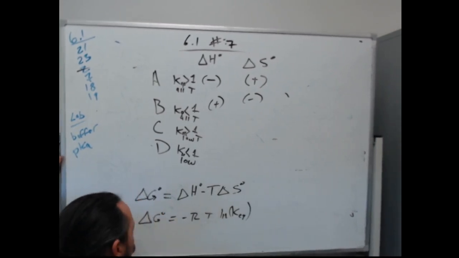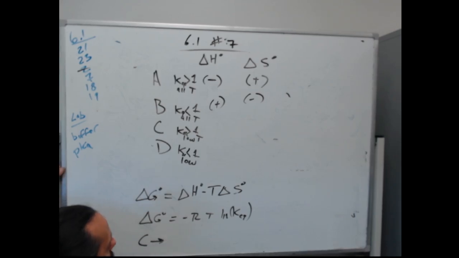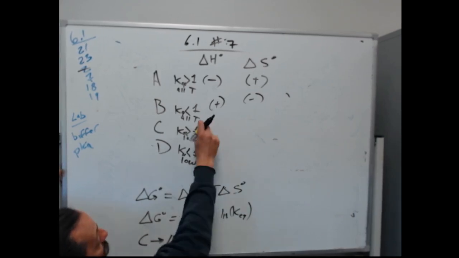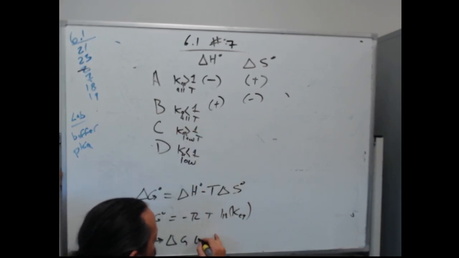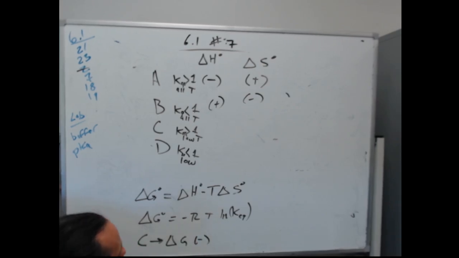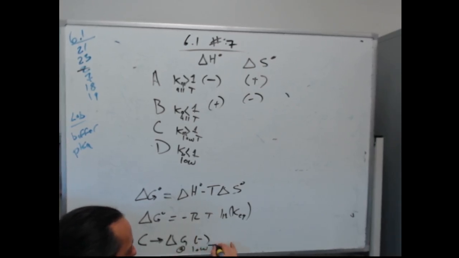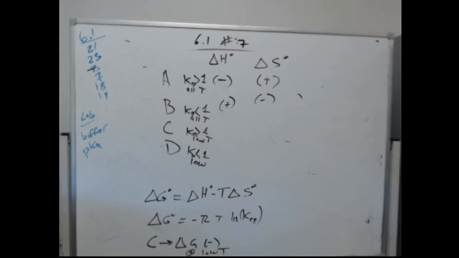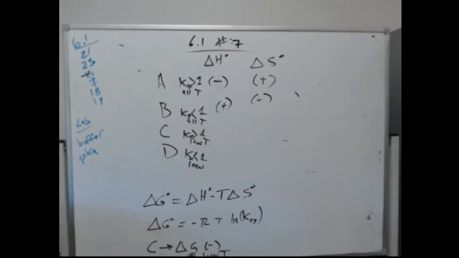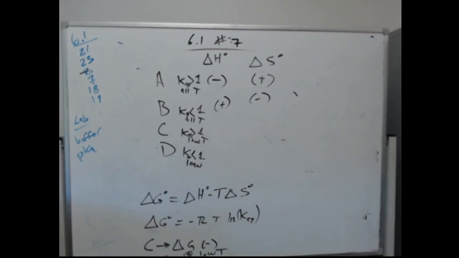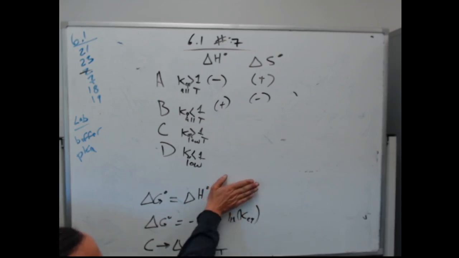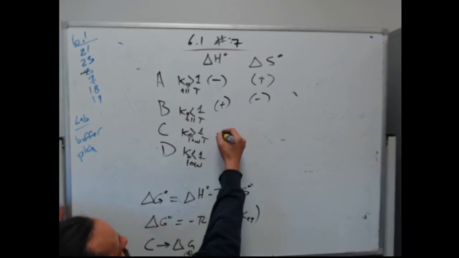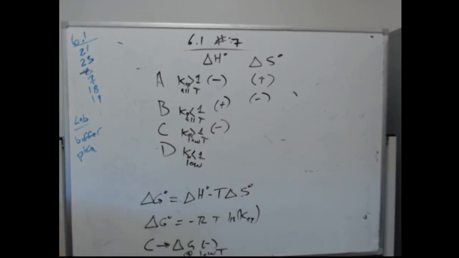So if we look at C, K is greater than 1 at low temperatures, so delta G is going to be negative at low temperatures. Low temperatures means this term disappears, so delta H has to be negative. Because at low temperatures, that's the only way to guarantee that delta G is negative and K is greater than 1.